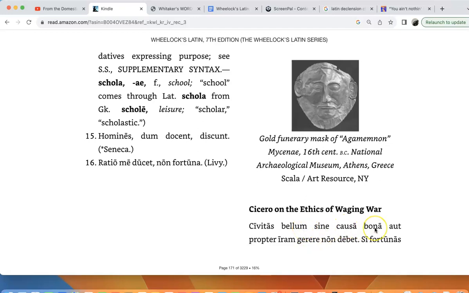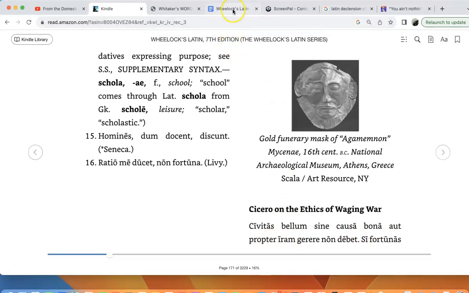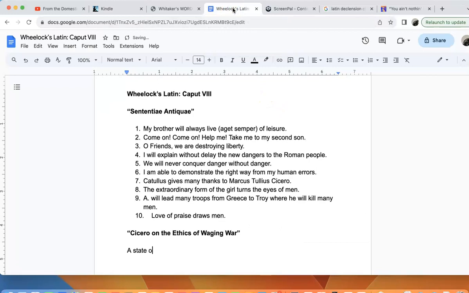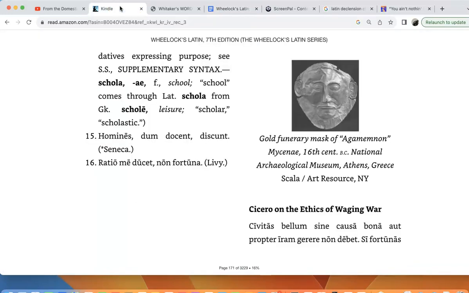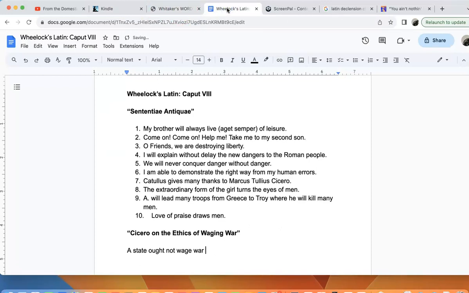without good cause or on account of anger. So let me write that down, then we'll explain it. So a state ought not or should not wage war for, let's see, was it for, I guess, without good cause. So I'm going to try to follow the grammar a little bit more closely. A state ought not to wage war without good cause or on account of anger.